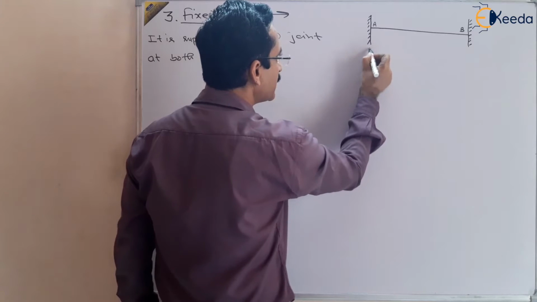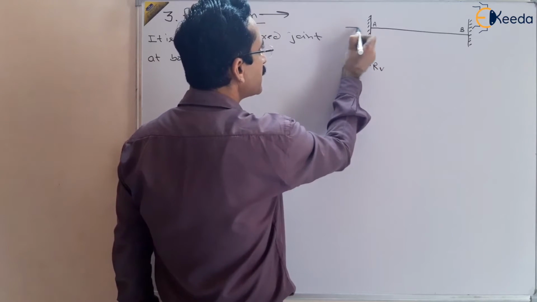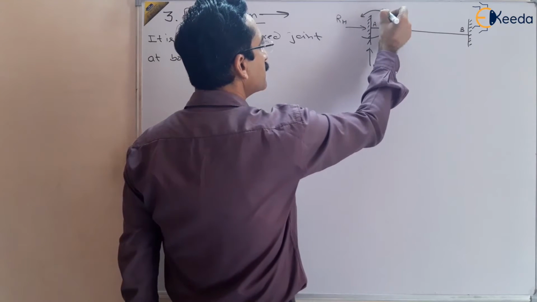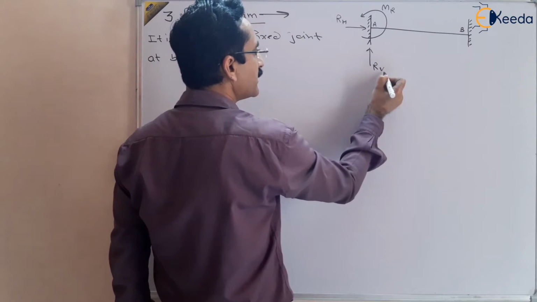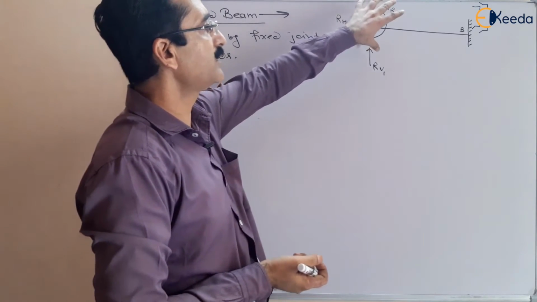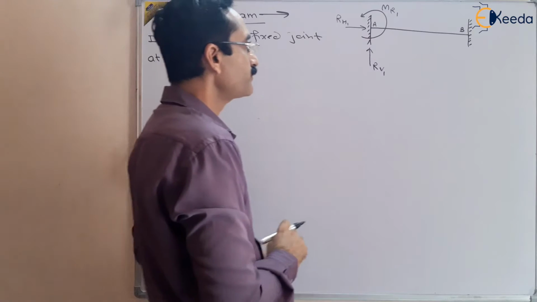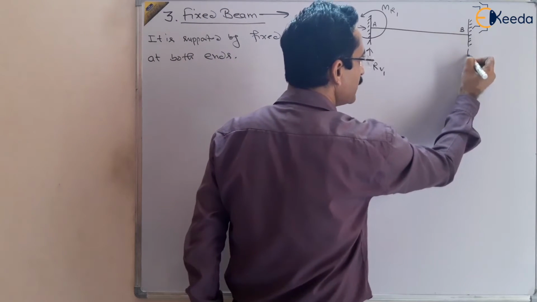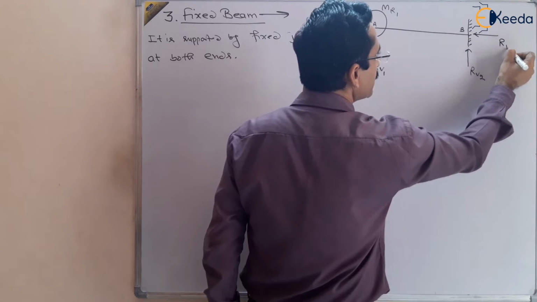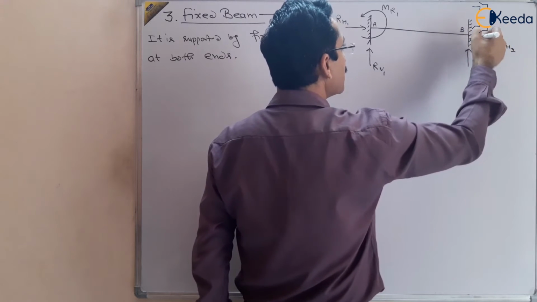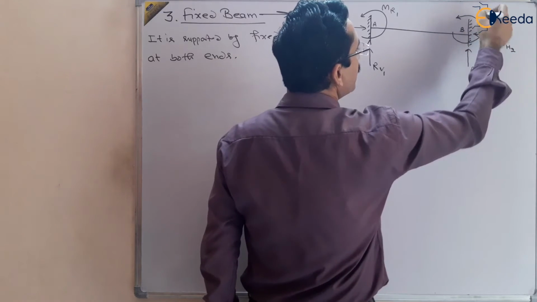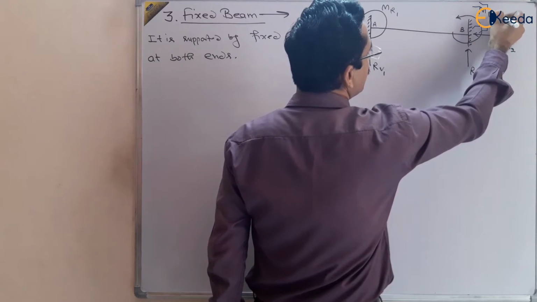It will have a vertical reaction, a horizontal reaction, and a resisting movement. So I am saying it 1, 1, 1. So 3 reactions are there at joint A. Similarly, there will be 3 reactions at this joint. There will be a vertical reaction RV2, a horizontal reaction, suppose RH2, and there will be a moment reaction at this joint also, suppose like this, or it may be opposite, whatever it is, so MR2, right?